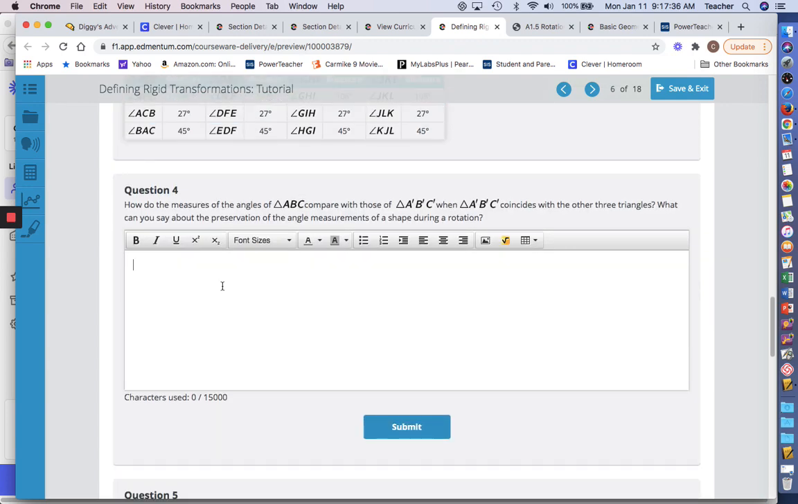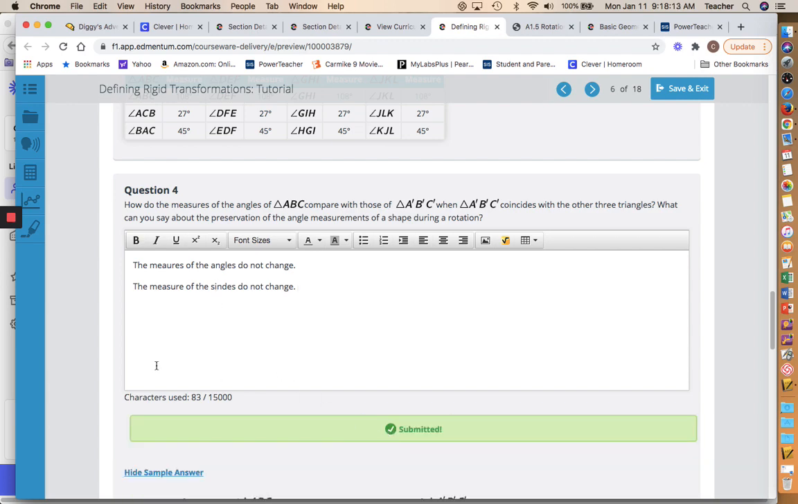All right, question number 4. How do the measures of the angles compare? Well, they don't change. They don't compare. It's a 1-to-1 ratio. They map back onto itself. The only time it would actually change is if it was a dilation. Dilations change. These do not. So the measures of the angles do not change and the sides do not change. The measures of the angles do not change. The measures of the sides do not change. Only in a dilation would they change, you guys.